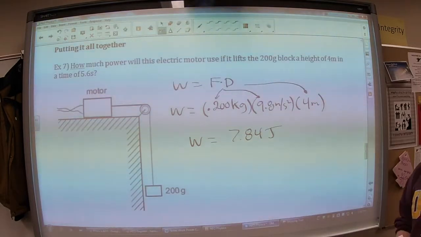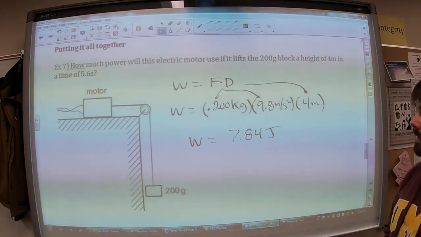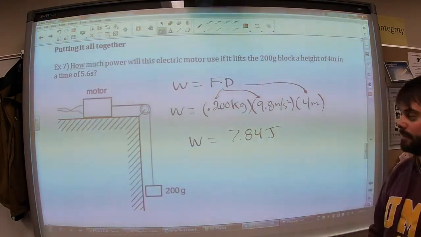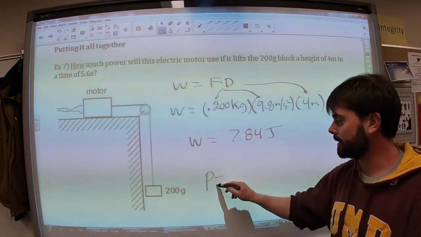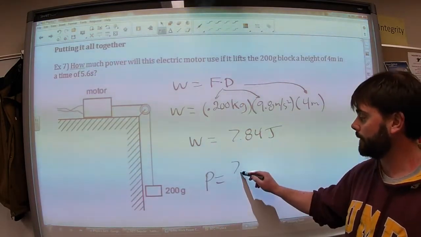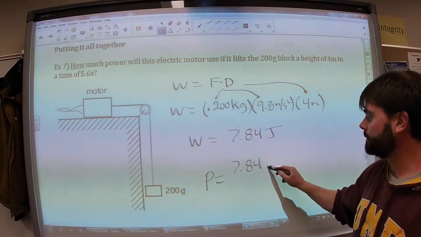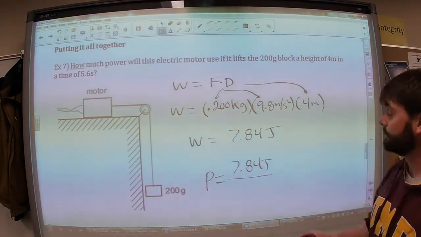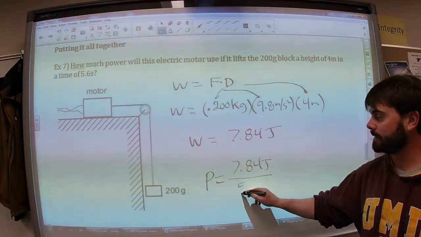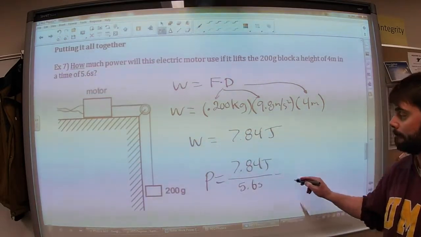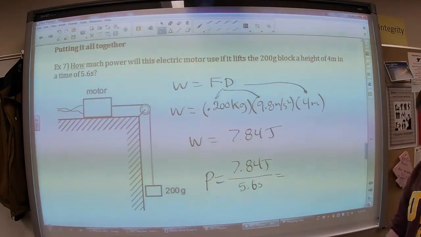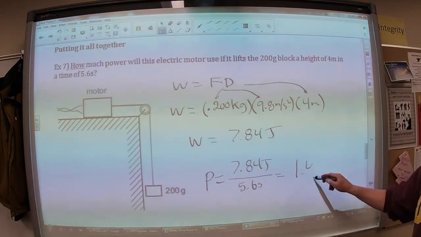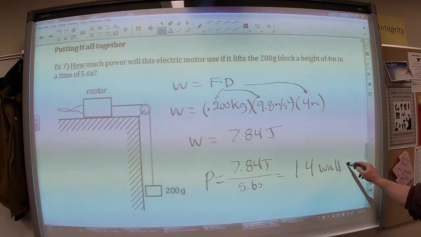Once we get work, again, a lot of the academic effort going into finding power is always to calculate work. Well, we know we have 7.84 joules, and the time that they give us for the motor to do this is 5.6 seconds. If you divide 7.84 by 5.6, I get approximately 1.4 watts.